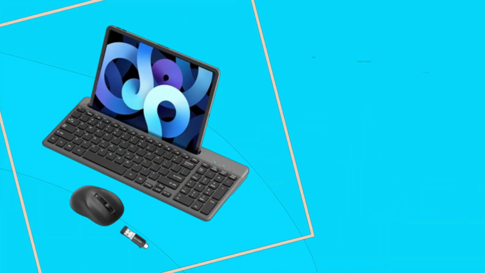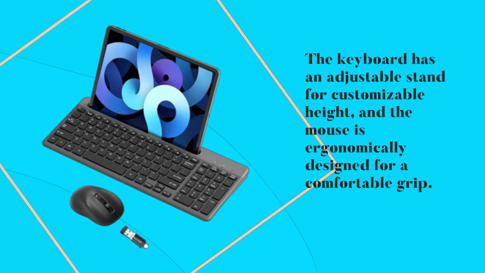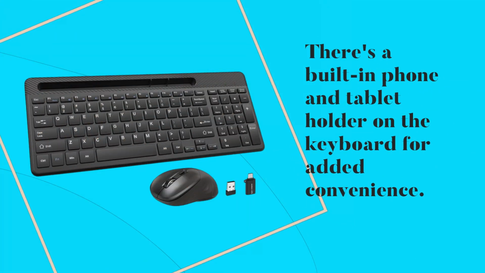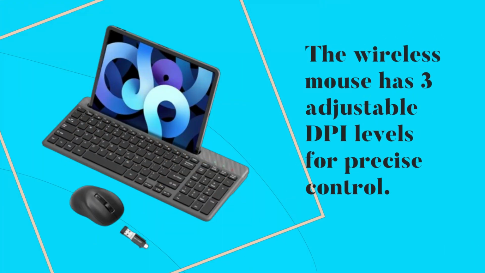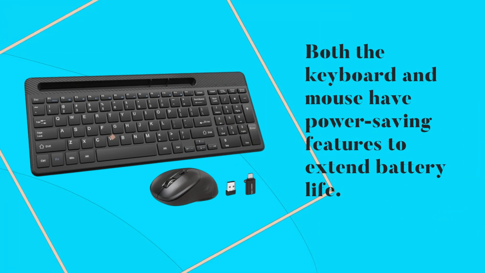The keyboard has an adjustable stand for customizable height, and the mouse is ergonomically designed for a comfortable grip. There's a built-in phone and tablet holder on the keyboard for added convenience. The wireless mouse has three adjustable DPI levels for precise control. Both the keyboard and mouse have power-saving features to extend battery life.